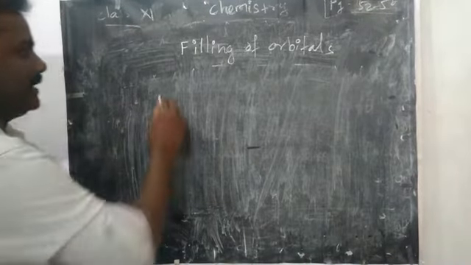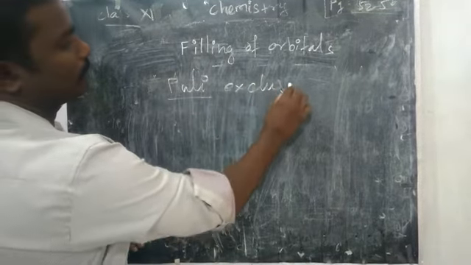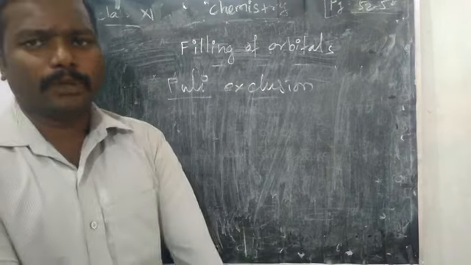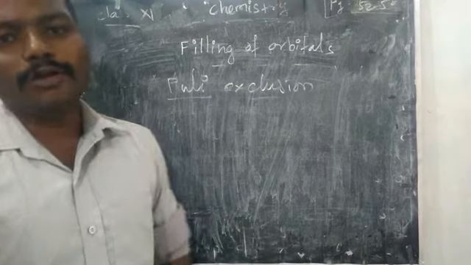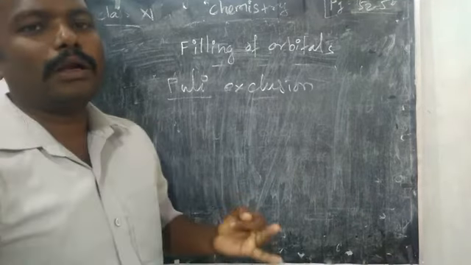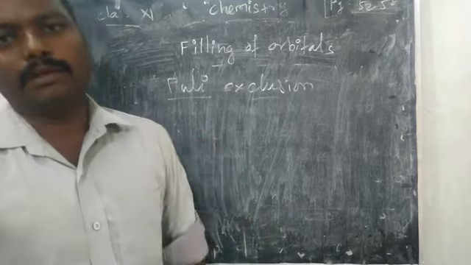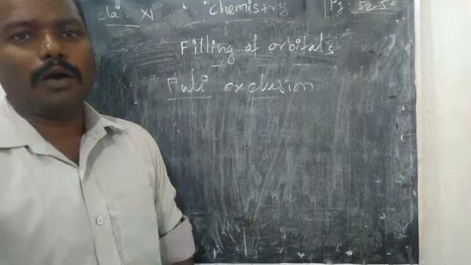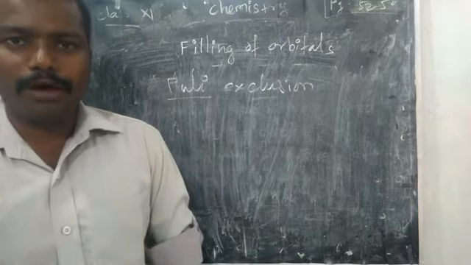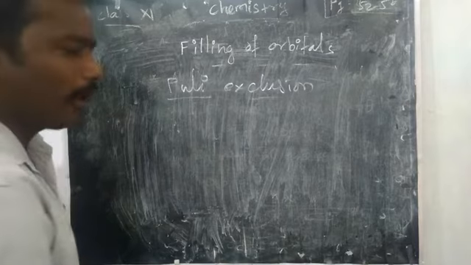Next, Pauli's exclusion principle. What is Pauli's exclusion principle? How many quantum numbers are there? Four quantum numbers are there. What are the four quantum numbers? Principal quantum number, azimuthal quantum number, magnetic quantum number, spin quantum number. In an atom, any two electrons cannot have the same set of values of all the four quantum numbers. Just we will remember the symbols of all the quantum numbers.